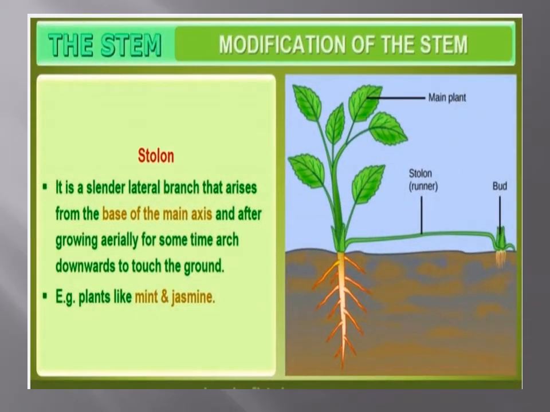For vegetative propagation, in mint and jasmine, slender lateral branches arise from the base of the main axis and after growing for some time arch downward to touch the ground to produce new plants.